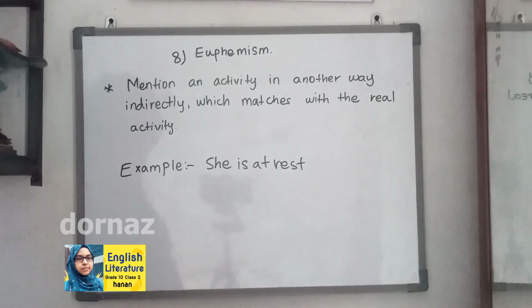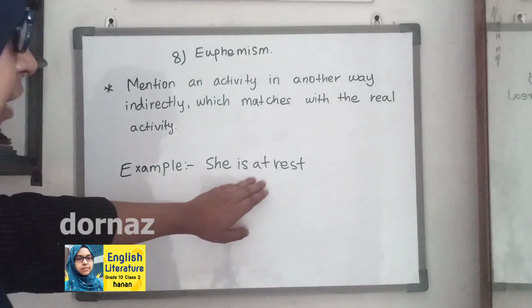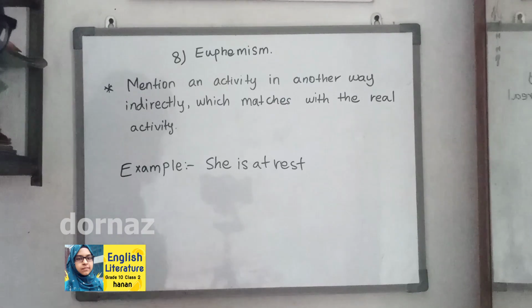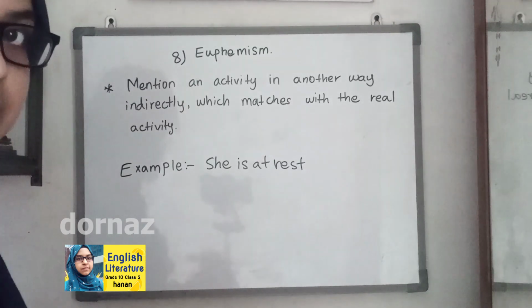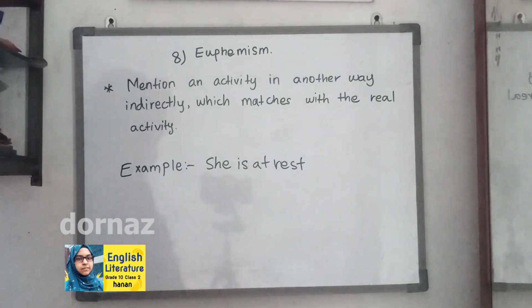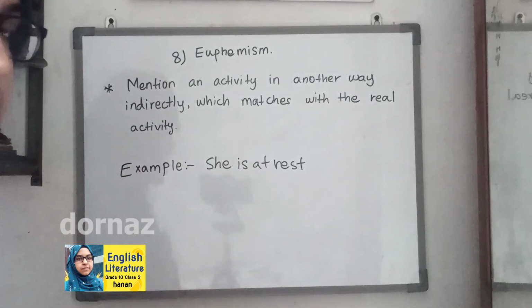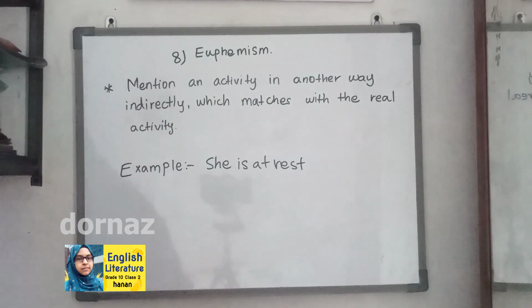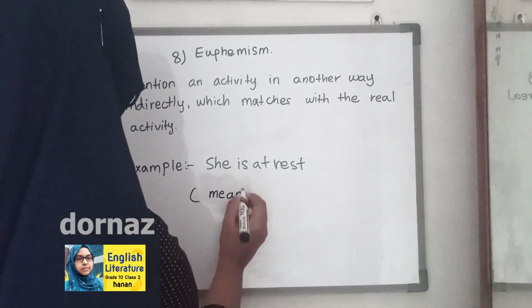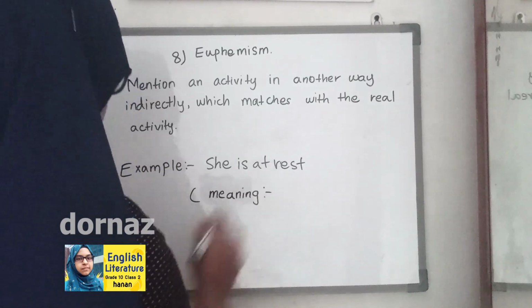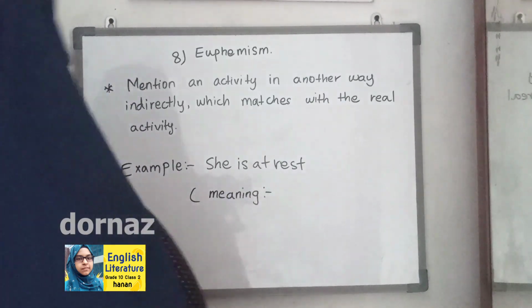Someone can think that a lady is sleeping. No. The line indirectly tells that a lady has died. That's why we call it euphemism. Instead of telling that the lady has died, the person has told that she is at rest, which matches with the death of a person. Meaning, we can write here the meaning of the line. The meaning of this line is, she is dead.